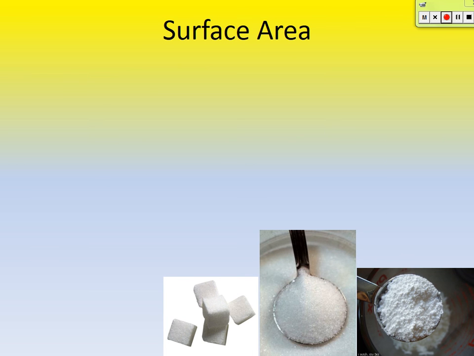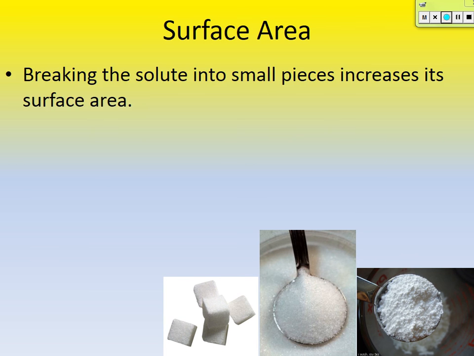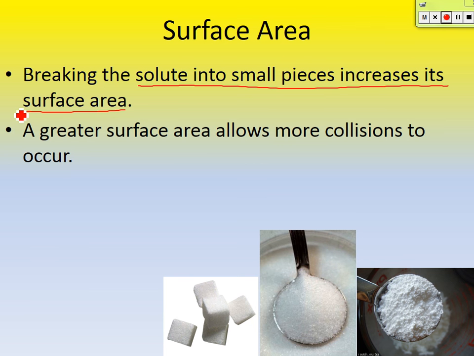Okay, now let's go to the second one, which was surface area. Breaking the solute into small pieces increases the surface area. So when we take the solute and crush it up into small pieces, we're increasing the surface area. The greater surface area allows more collisions. So now there's more surface for your solute to be colliding with the solvent, and that's what helps it dissolve faster.